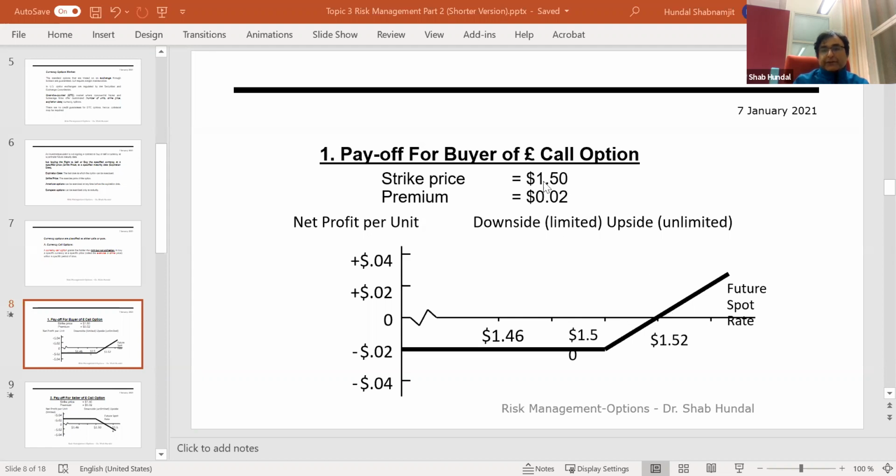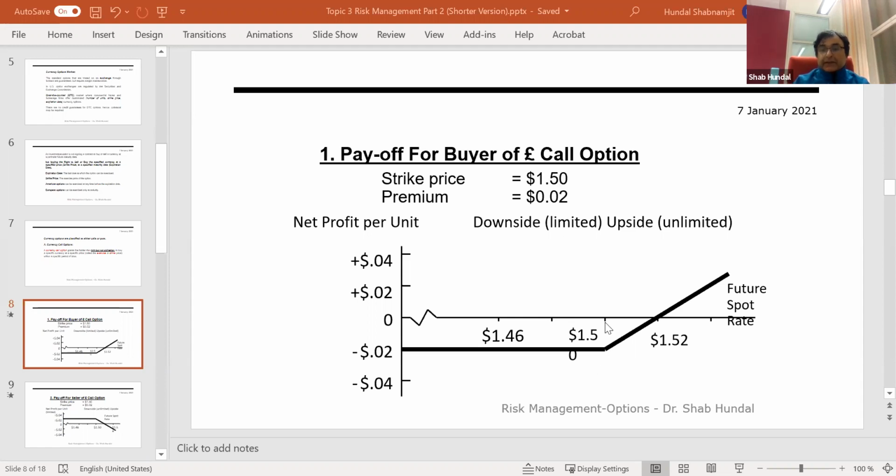You pay 1.50 strike price, but in the beginning, you have already paid 2 cents. Whereas in the market, you could buy the same British pound for 1.50. But you paid 2 cents extra. It means you lose 2 cents. You pay extra 2 cents when you exercise the option. But if you don't exercise the option and you buy from the market, then forget about the 2 cents which you paid in the beginning. So either way, your loss is 2 cents.